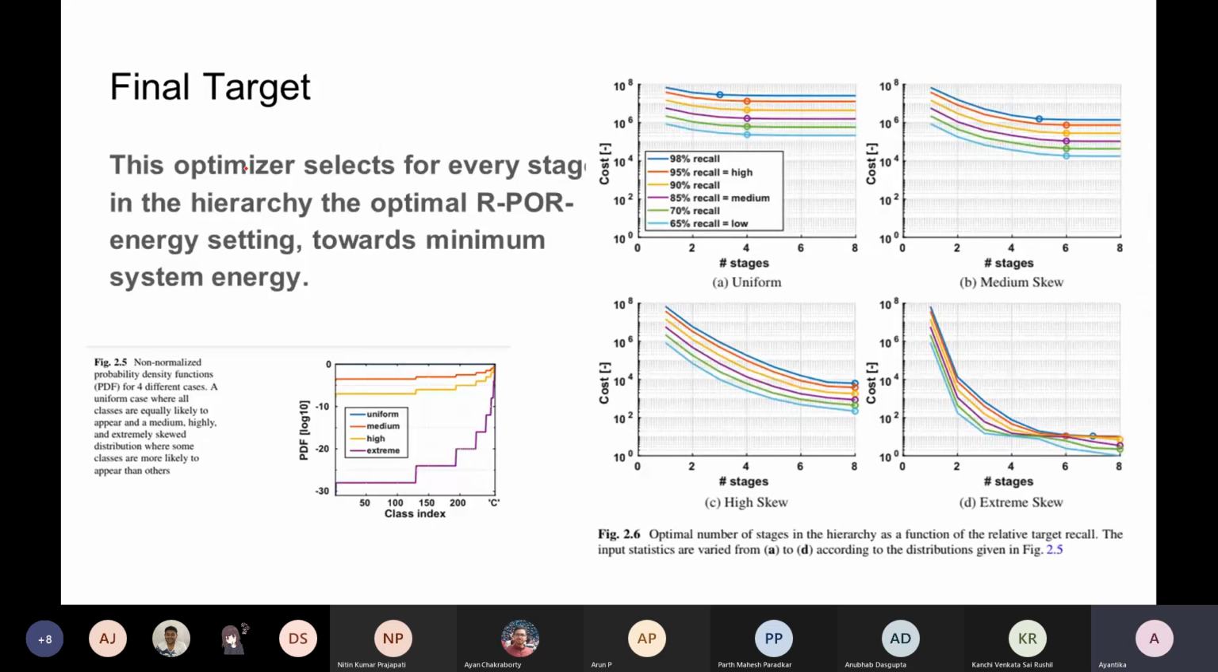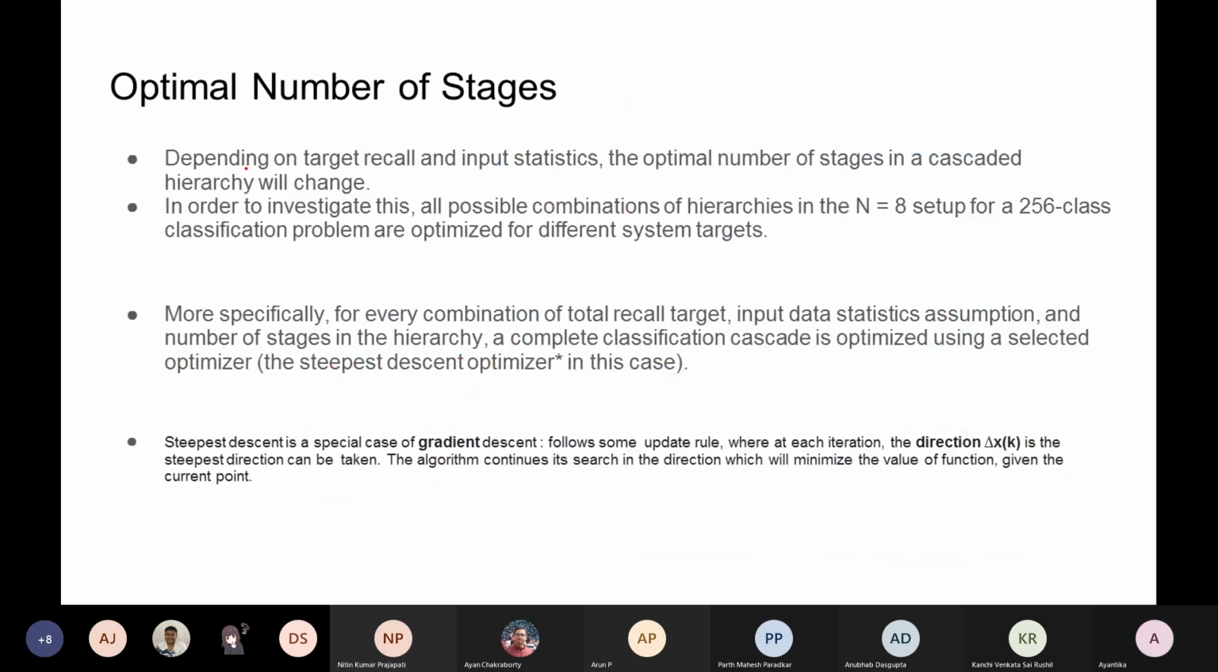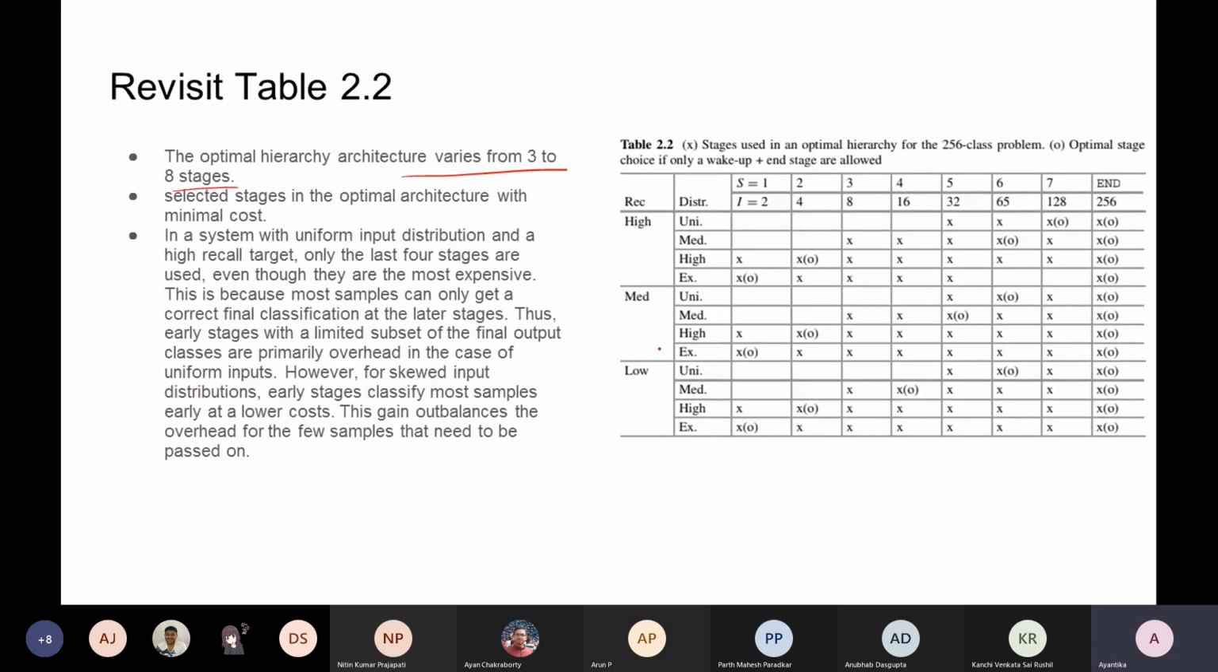But before that, we'll finish here. In a system with uniform input distribution and a high recall target, only the last 4 stages are used, even though they are the most expensive. That means whenever you are having this type of uniform distribution, the advantage of this hierarchy you are not getting. That's why we are talking about this as application specific. The input data statistics you are using, the efficiency of your proposed framework will also depend on that.